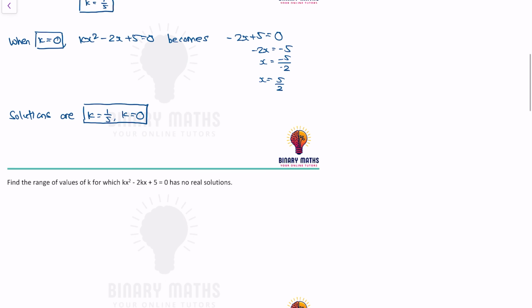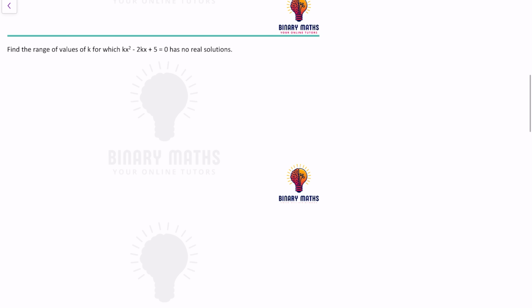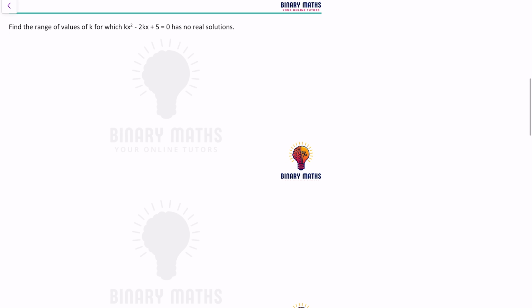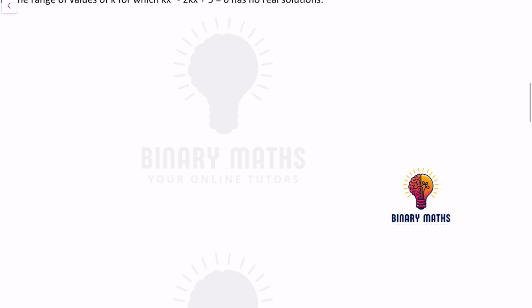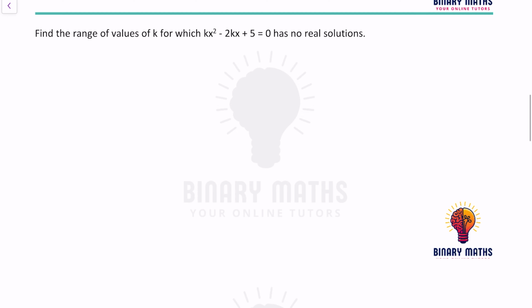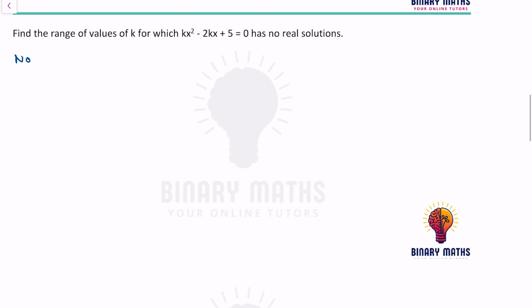Okay, one more example. Find the range of values of k for which kx squared minus 2kx plus 5 equals 0 has no real solutions. Okay, so first thing is, if it has no real solutions, it implies the discriminant must be less than 0.